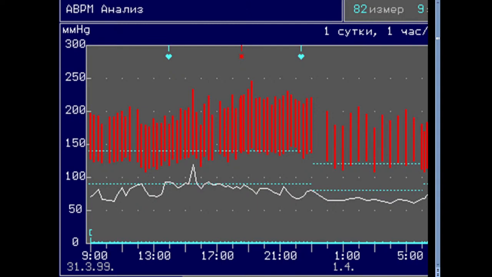This is a diagram of ambulatory blood pressure monitoring. We can see red color columns. This is the measurement of BP, and we can see on the vertical line, this is BP, and the horizontal line, this is time.